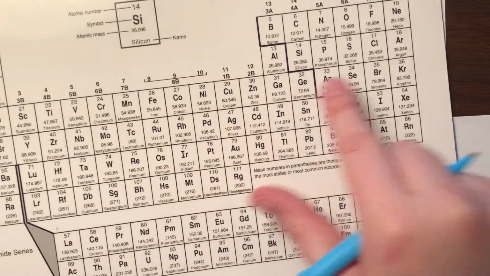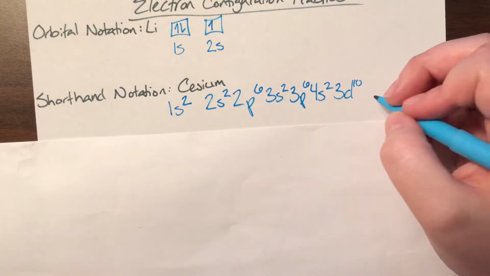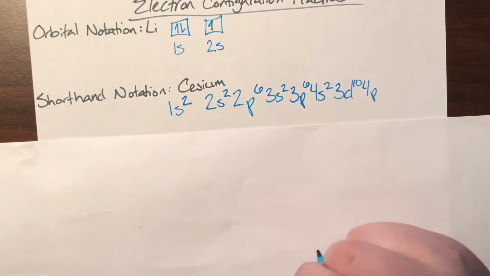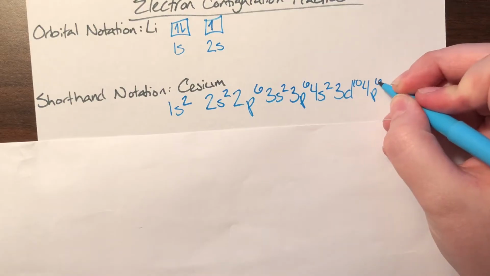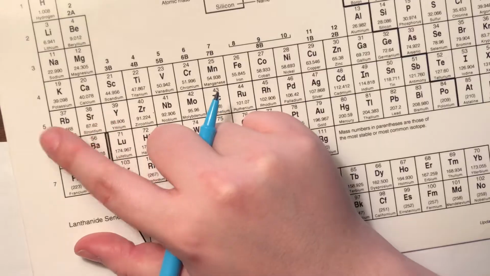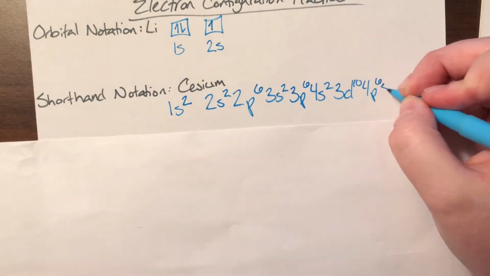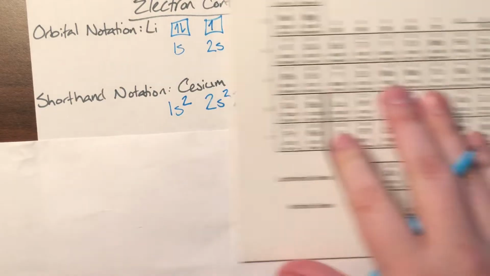Now, my 31st through my 36th electron are going to be back in my P block, and that is going to be 4P. And I have not reached that electron yet, so that P block is also going to be full. Then I'm at 5s here. My 5s orbital is going to be full, so I can go ahead and say 5s2.